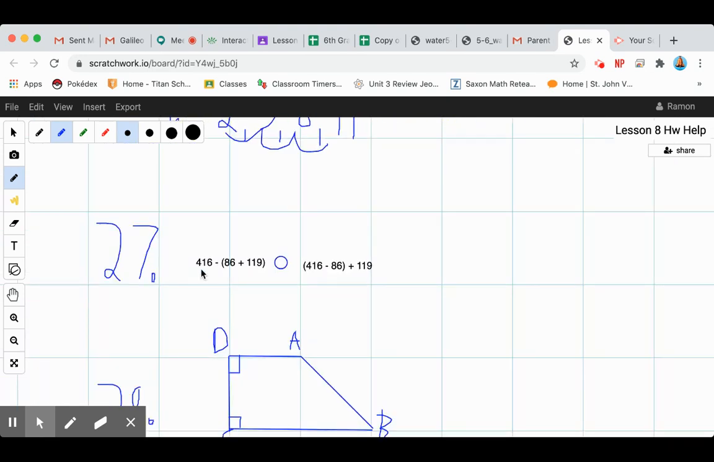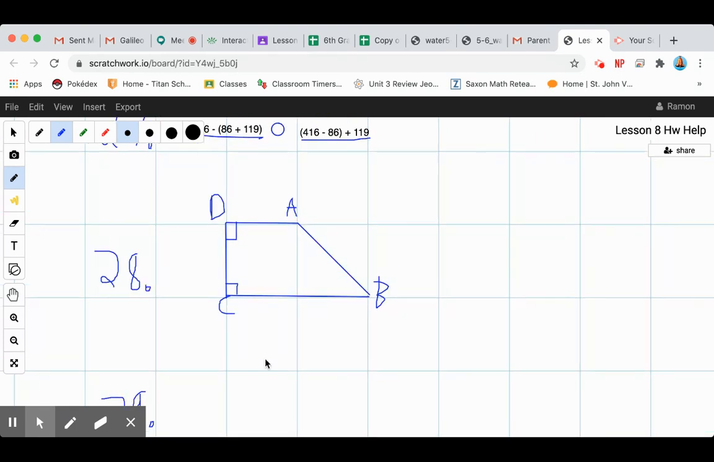For 27, we're being asked to compare the results of these. So we're going to add 886 and 119 first, and then subtract that from 416 for the left. But on the right, we're going to subtract 416 and 86, and then add 119. And then use the proper comparison symbols: greater than, less than, or equal to.